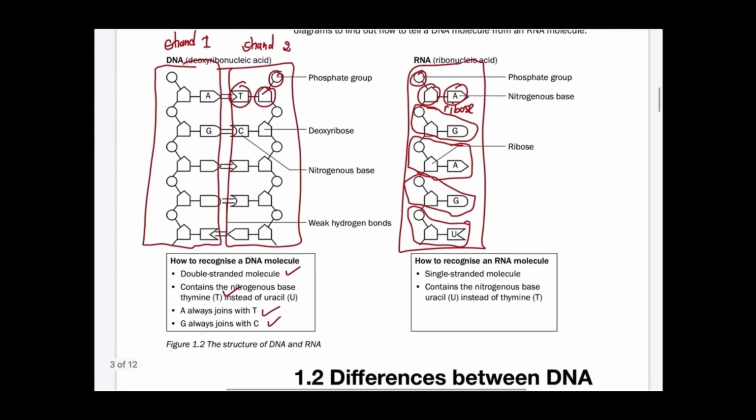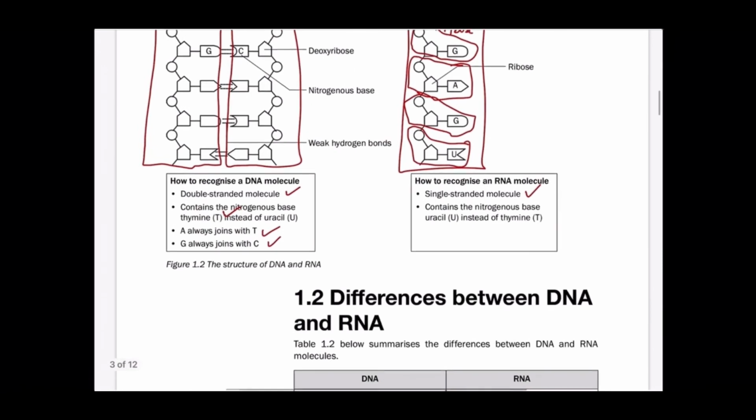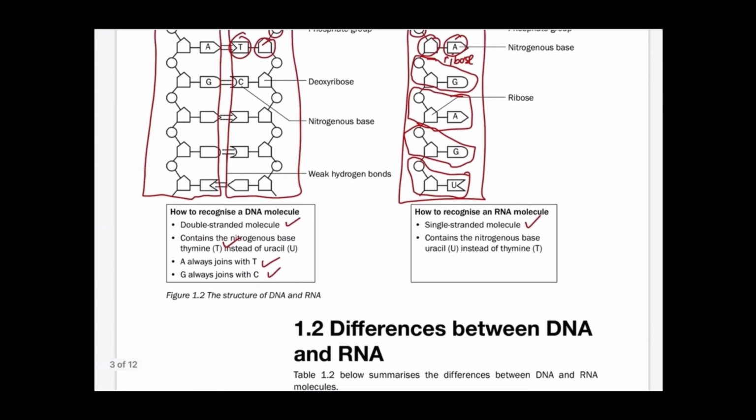And how can you recognize an RNA molecule? The fact that it's single-stranded, it contains uracil instead of thymine, and the other nitrogenous bases are basically the same. The only difference, as I've mentioned, is uracil and thymine in terms of nitrogenous bases.